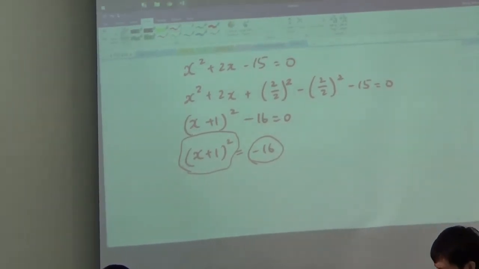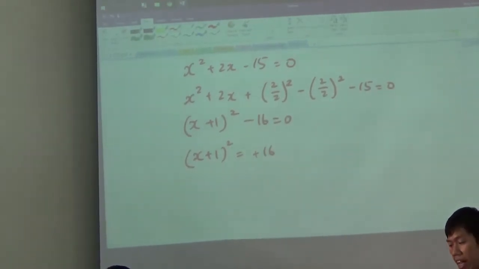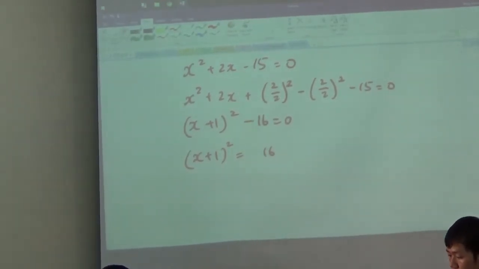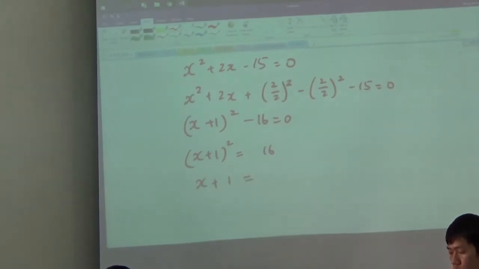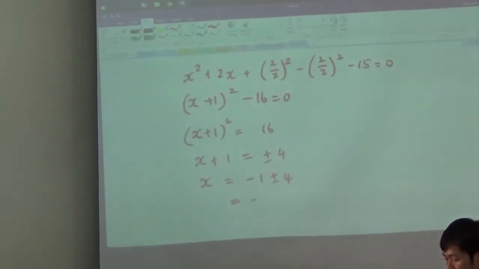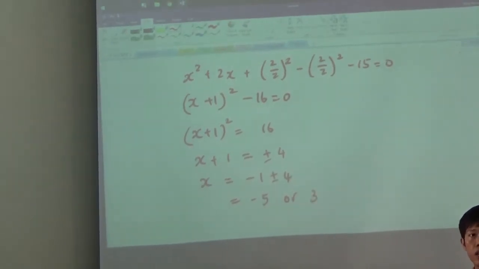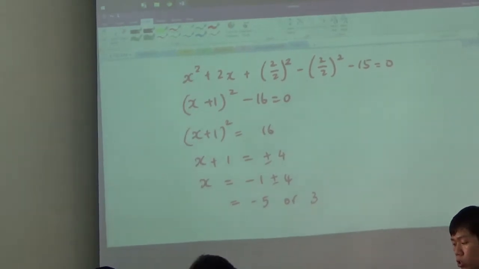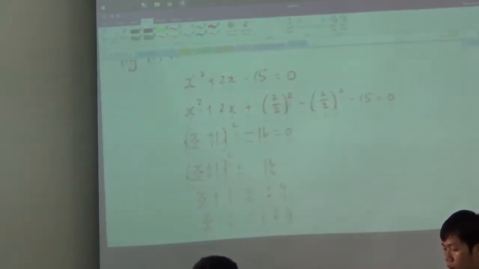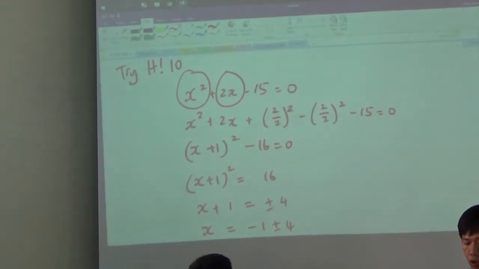Okay, so I go back, it can't be negative 16. Oh, I made a mistake over here, it should be positive 16 when I add 16 to both sides. So x plus 1 must equal plus minus 4. x is therefore negative 1 plus minus 4, which gives me negative 5 or 3. And then to check the answer, you can flip to the back of the textbook, or you can use your calculator to help you, or you can substitute these two values into our original equation to see if the right-hand side does give you 0.